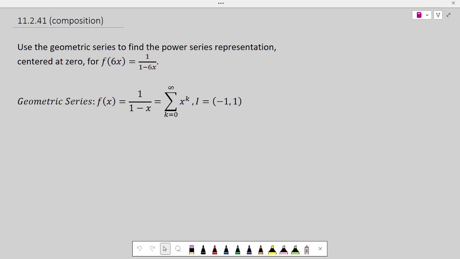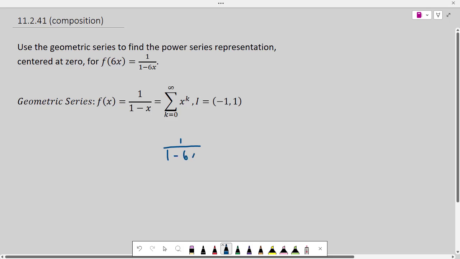So f of 6x, the power series that we're looking for, 1 over 1 minus 6x, all we have to do is come into this geometric series and replace that x with 6x. So we have 6x to the k. K starts at 0. And if you want to, you could come in here and separate this to 6 to the k times x to the k. Don't have to, but you could.